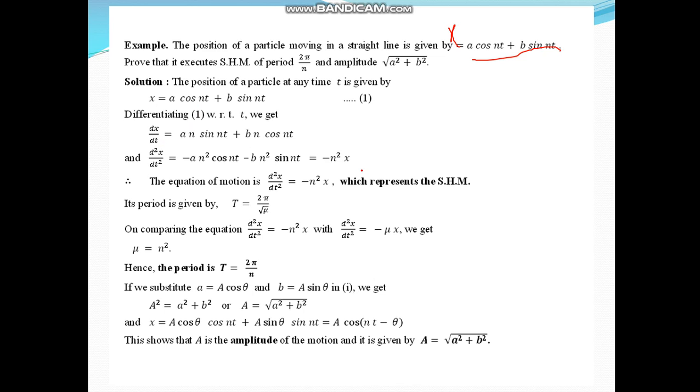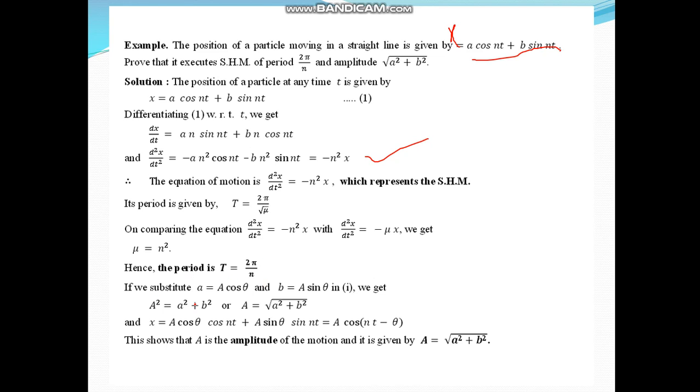Now differentiate it two times. The result is d square x by dt square equal to minus n square x. The equation of motion is d square x by dt square equal to minus n square x, which represents the SHM. Time period is given by twice pi under root mu. Compare this. So mu is here n square. So time period is twice pi by n.